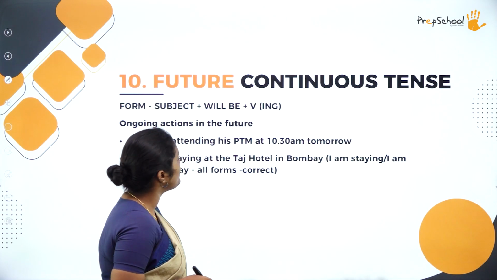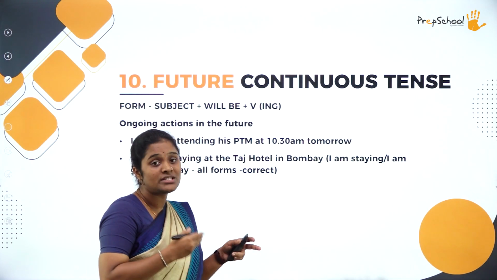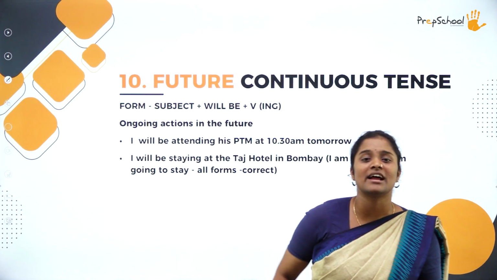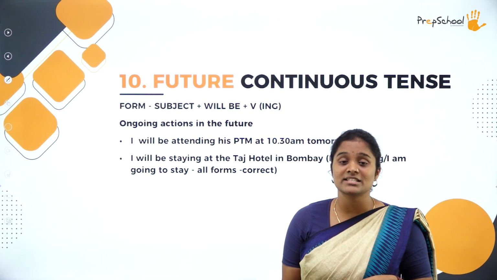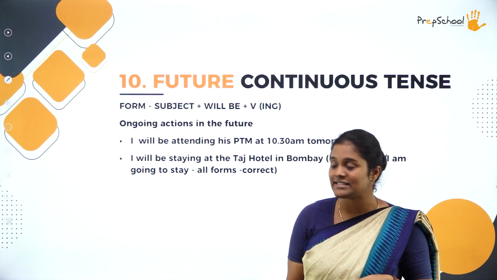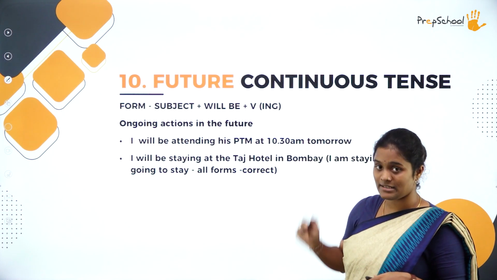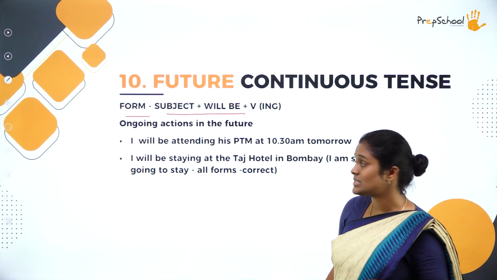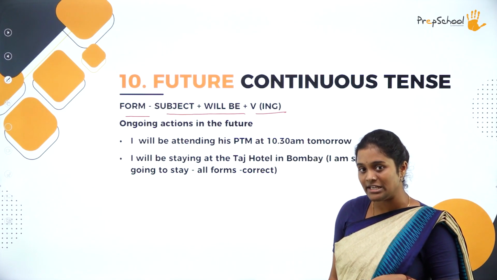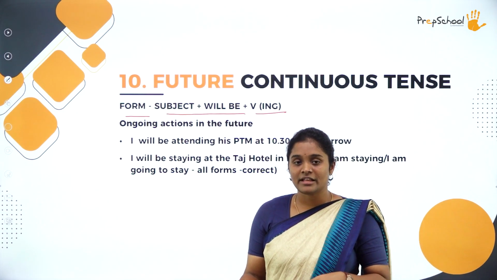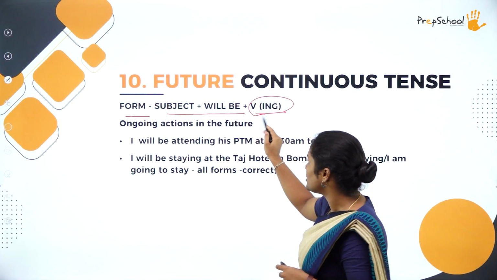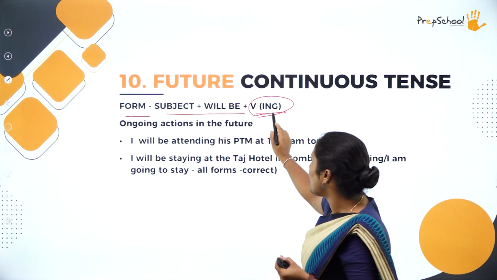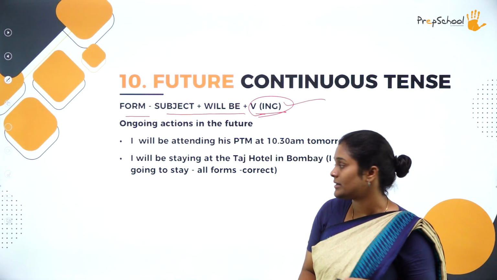All right. Moving forward to future continuous tense. Now that you have understood future simple tense, it is easier to understand future continuous tense. Now, how do we do that? There's a form which includes subject plus will be plus verb in the ing form. When you see will be, along with verb in the ing form, you get to know that we are talking about future tense along with the continuous format, right?